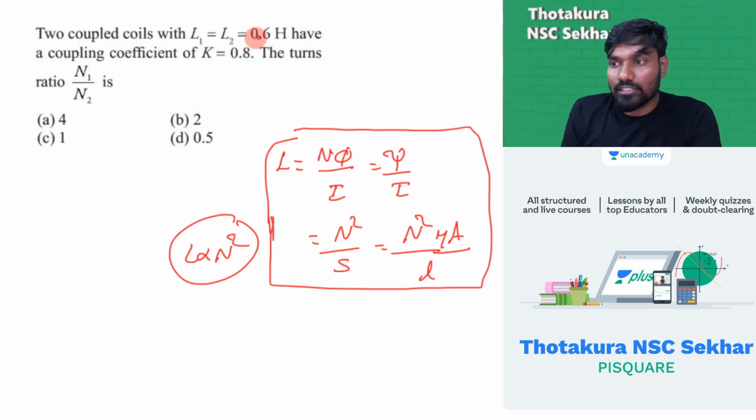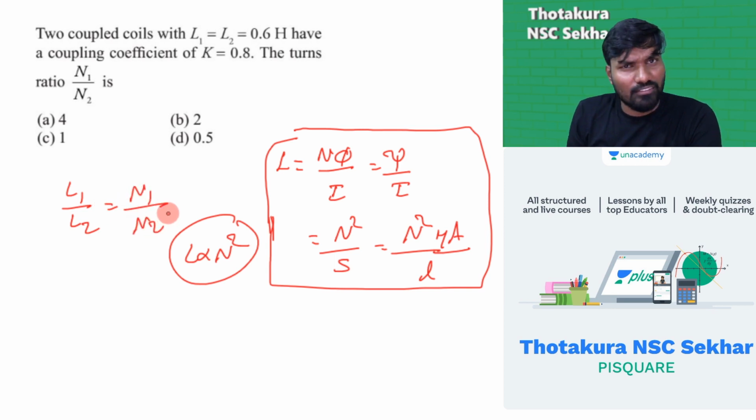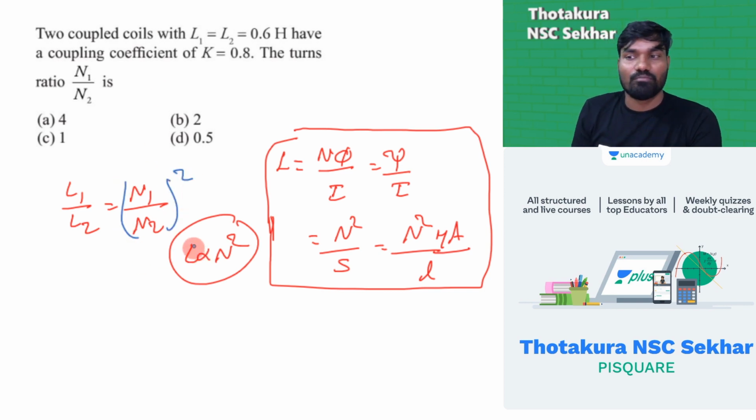Now L1 and L2 are equal to 0.6. So I don't have to use the value of K here. Simply I can say L1 by L2 is equal to N1 by N2. Am I right? No. N1 by N2 whole square, because L is proportional to N square, right?